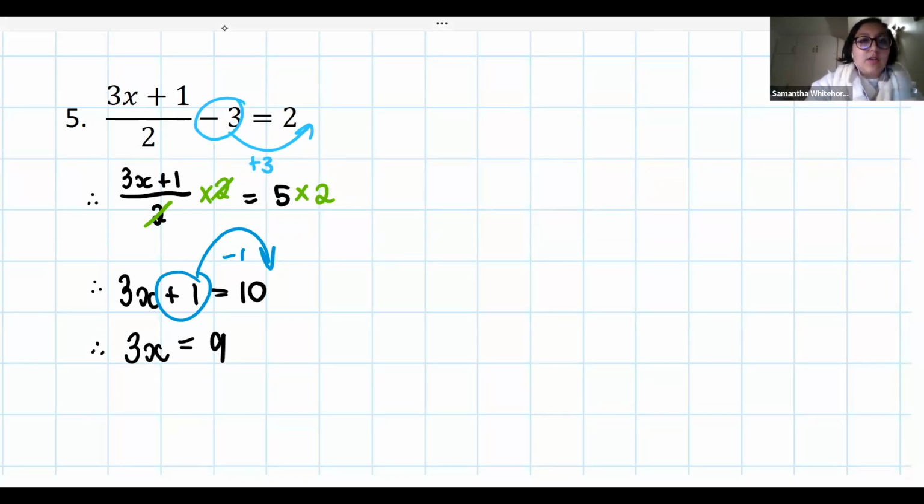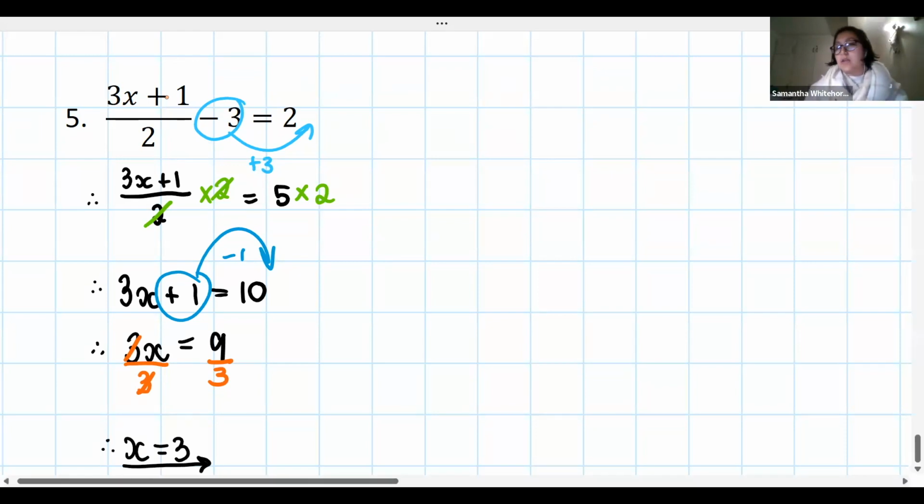I don't like the coefficient, so I'm going to divide both sides by 3 in order to get x alone. And we know that 9 divided by 3 is 3. So in this case, as I think pretty much all of you who put an answer on the chat said, x is equal to 3.